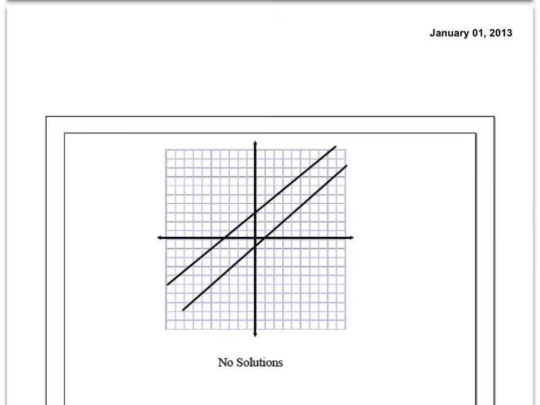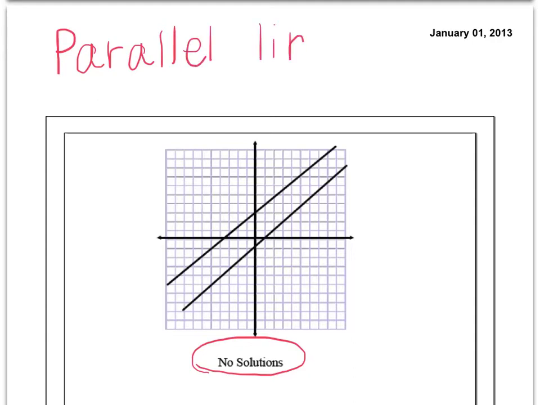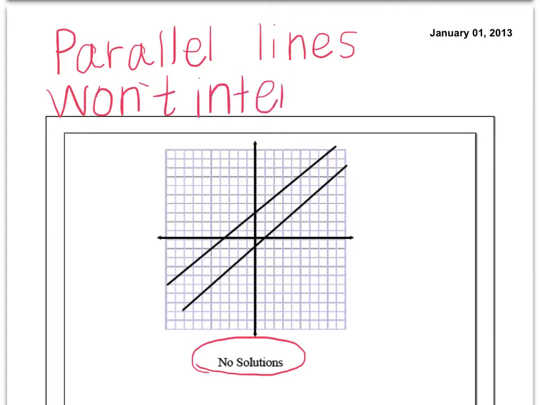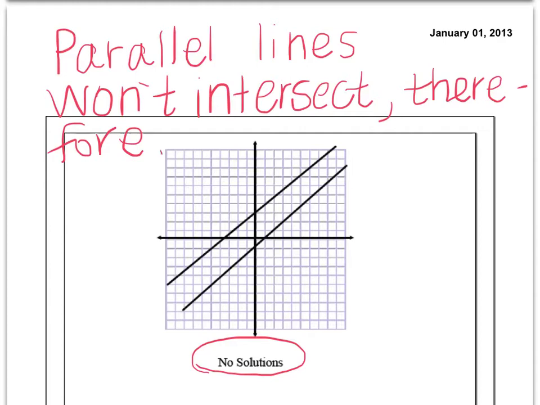Moving on to the next slide, this is the second type of example. Here you see the two lines, and again we're looking to see where the lines intersect. Do these lines ever intersect? No, they're parallel lines, and so in this case it's said to have no solutions. Parallel lines, which I'm writing at the top, you should write it on your paper. Parallel lines won't intersect. Therefore, no solution.